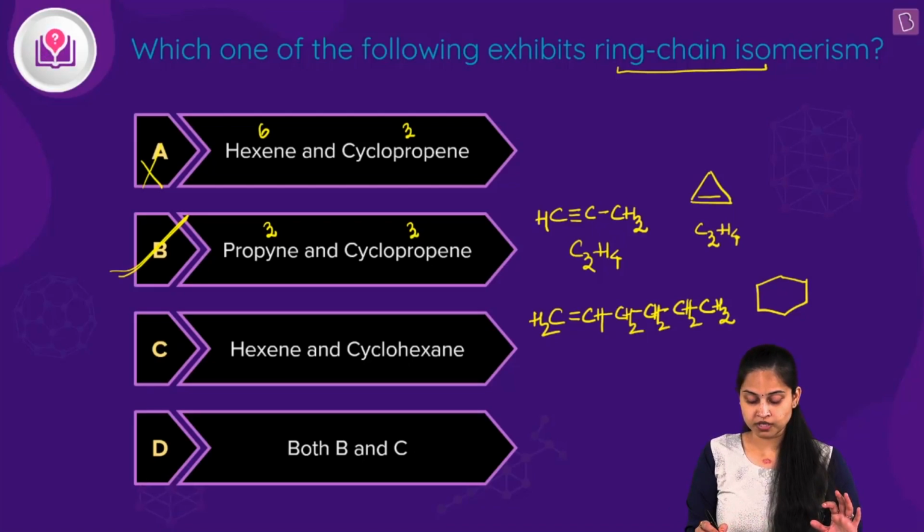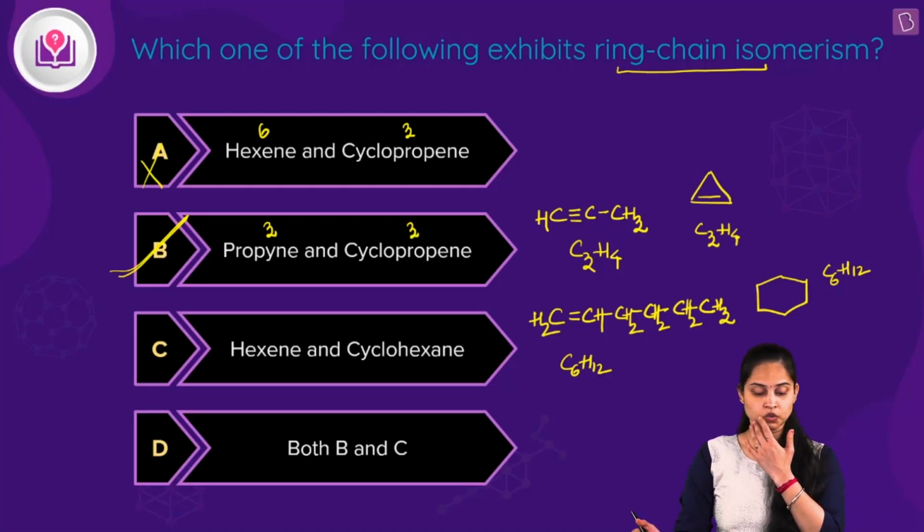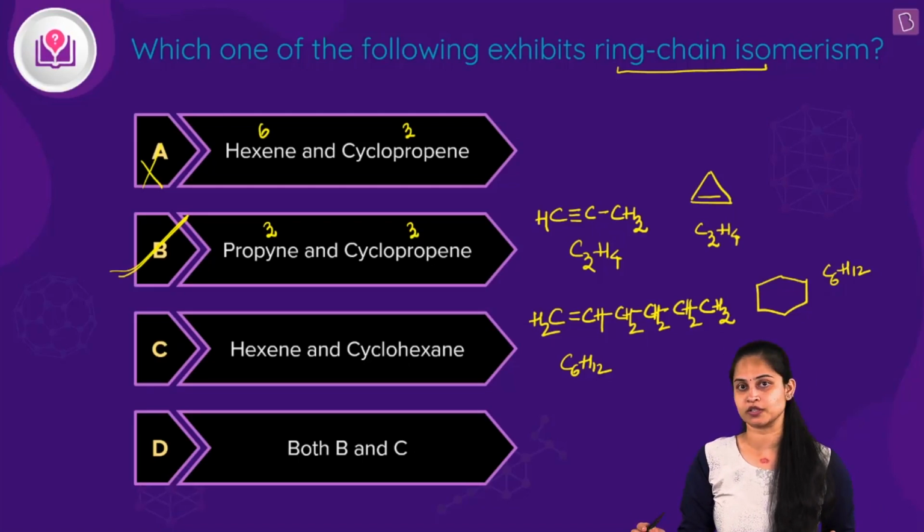So it's 2 and 3, 2 and 1, 3, 3 and 2, 5, 5 to 7 to 9 and 3, 12. C6H12 and over here C6H12. Molecular formula same but there is different mode of linking. That means one is cyclic structure and the other one is open chain structure. So yeah, they are going to exhibit ring chain isomerism.